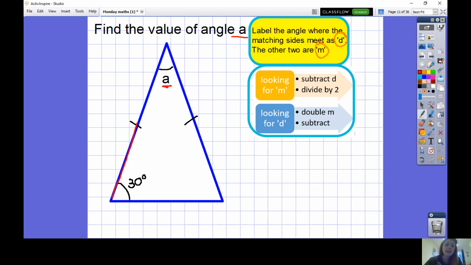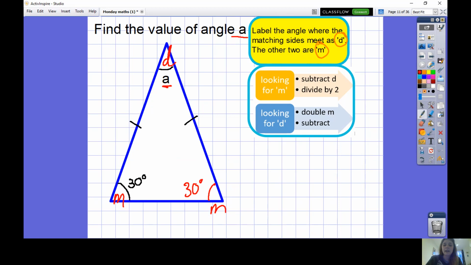So I find my sides which are equal, and I can see that this angle, angle A, is where my two matching sides are meeting. Therefore, this angle is the odd one out. That's important because it tells me that this angle is the matching angle. Matching and matching. Therefore, I know the size of this angle. This angle is 30 degrees.